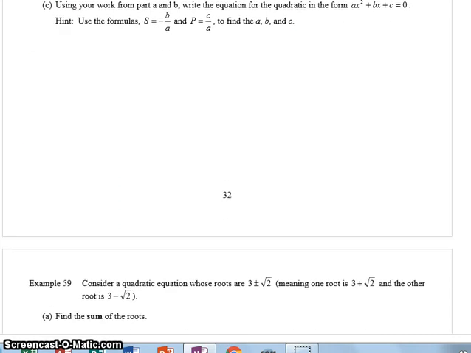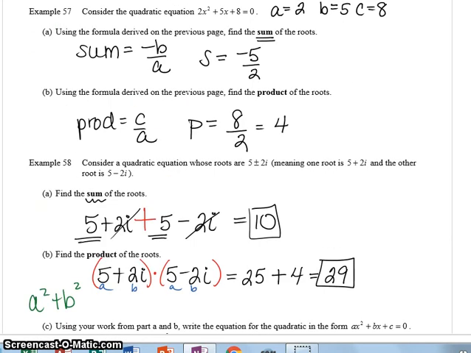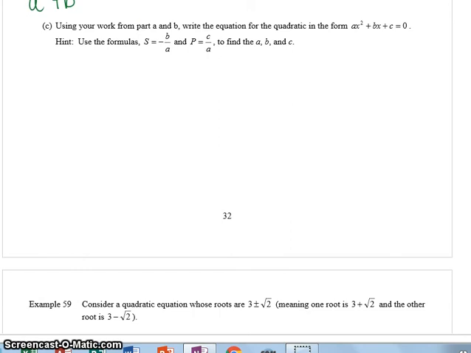Part C, okay? Using your work from parts A and B, it says write the equation for the quadratic in the form of ax squared plus bx plus c equals 0. All right, so basically up top, we knew that our sum was equal to 10. Okay, well, watch how easy this is.